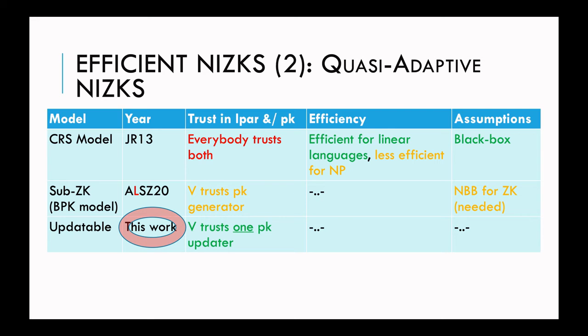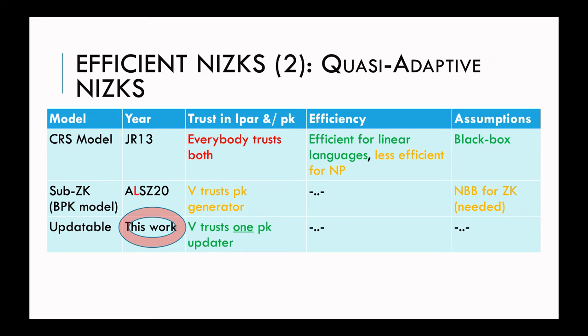Instead of CRS, I will talk about public key. So CRS is the public key, and in addition to it, you have language parameter. In this case, you need to trust, or the verifier needs to trust, the PK generator. The efficiency is the same.